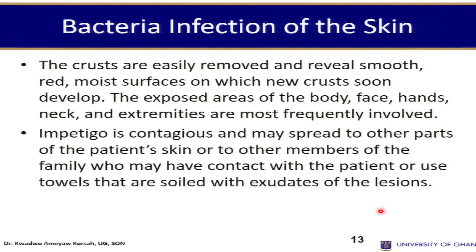So impetigo is contagious and may spread to other parts of the body. And so it's very important that interventions are identified as soon as possible, that patients are diagnosed, and then we want to treat them. And so it can spread to other members of the family who may have contact with the patient or use towels that are soiled with the exudates of the lesions.